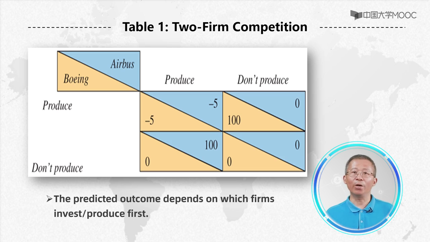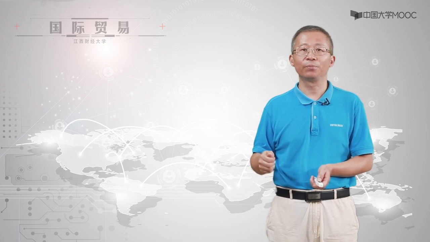Suppose Boeing gets a small head start and commits itself to produce aircraft before Airbus. Airbus will find that it has no incentive to enter. The outcome will be in the upper right of the matrix, with Boeing earning profits. But according to Spencer's analysis, the European government can reverse this situation.